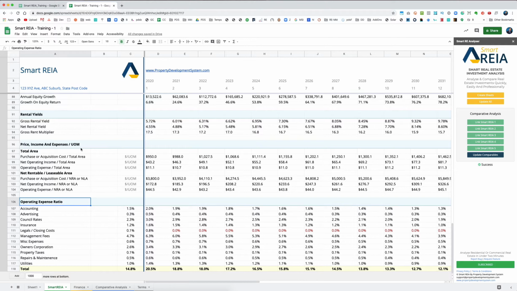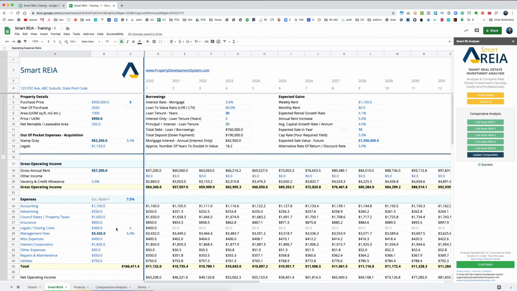So the price, income, and expenses are all broken down based on your total area, on your acquisition cost, on total area, operating income, operating expenses, all these things. And then whatever your expenses are over here are also broken down, giving you a percentage that you can then compare with other investment opportunities. So this is a pretty simple, basic thing to do.